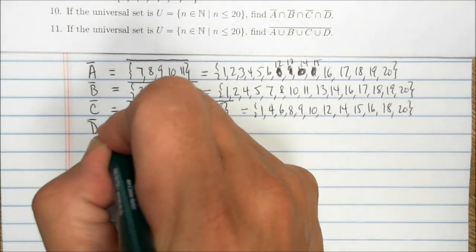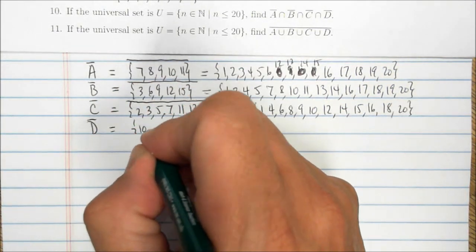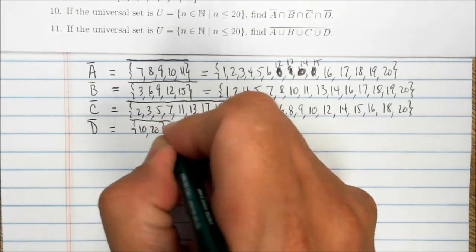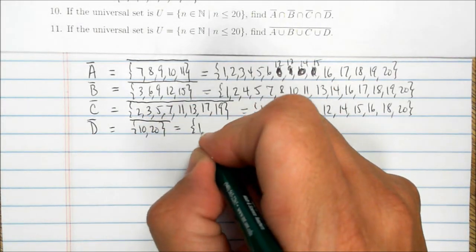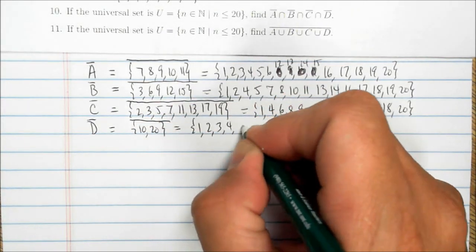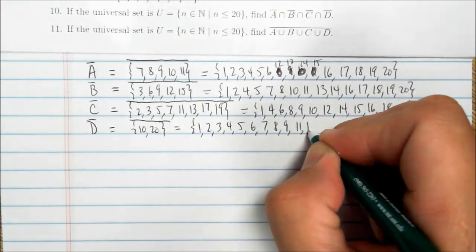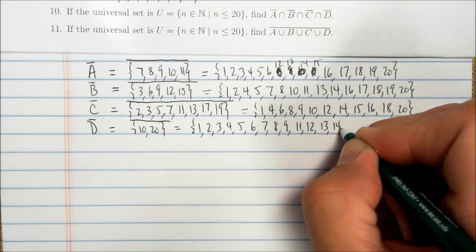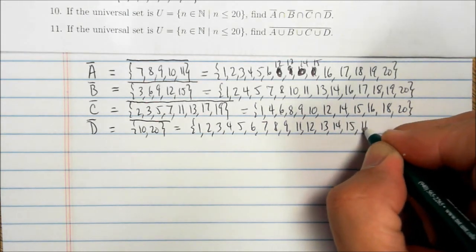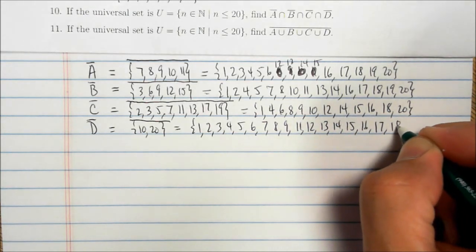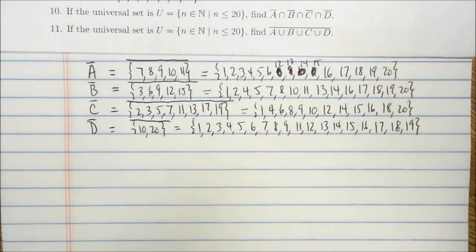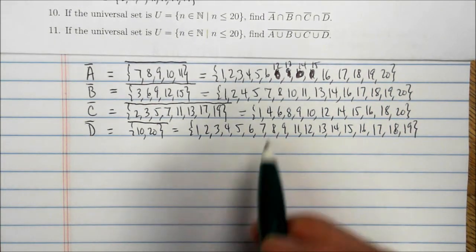And then finally D complement. D was only 10 and 20. And so that'll be everything except for 10 and 20. So it'll take me a while to write this out, but everything except for 10 and 20, that's between 1 and 20. Okay, so those are the 5 sets.